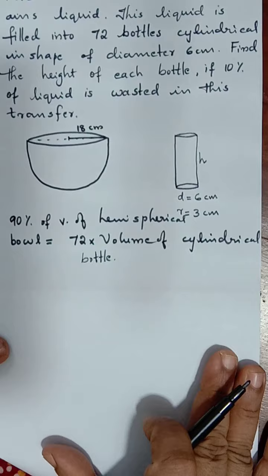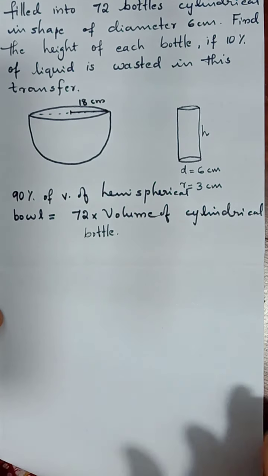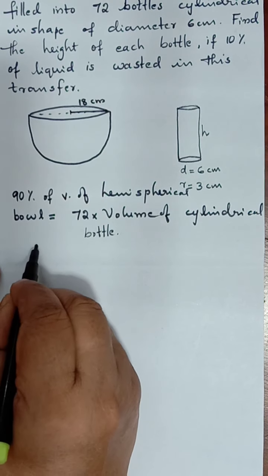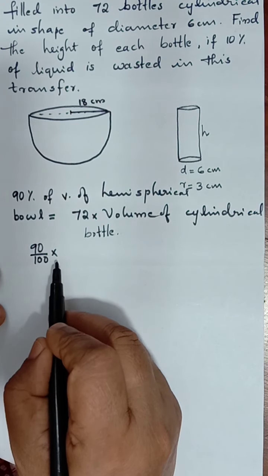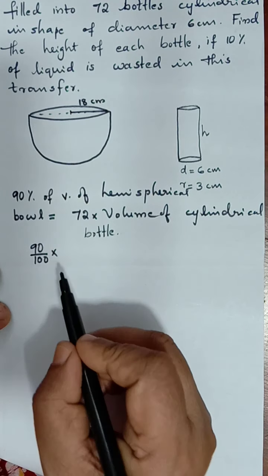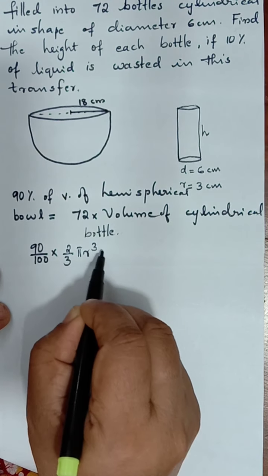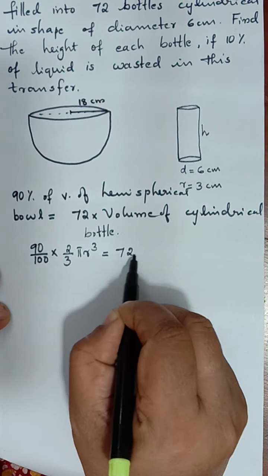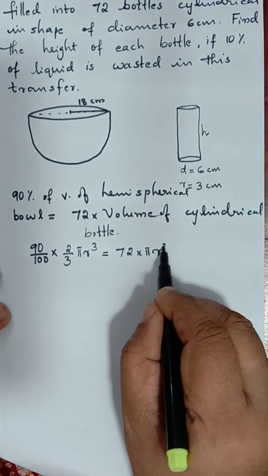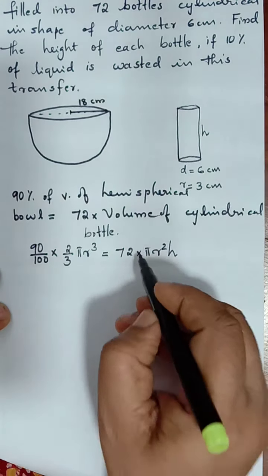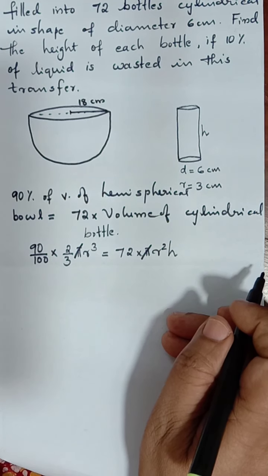Now let us substitute in the formula. So we will check what is the formula. 90 by 100 into the hemispherical bowl's volume, that is 2 by 3 pi r cube, that's equal to 72 into volume of cylindrical bottle, which is pi r square h. On both the sides we have pi, so we are cancelling pi on both the sides.